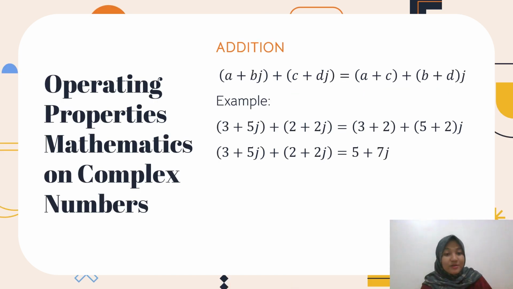The next is operating properties of mathematics on complex numbers. The first one is addition. The equation of the addition of complex numbers is (a plus bi) plus (c plus di) equals (a plus c) plus (b plus d) times i. And we have the example: (3 plus 5i) plus (2 plus 2i) equals (3 plus 2) plus (5 plus 2) times i, and we get the result 5 plus 7i.